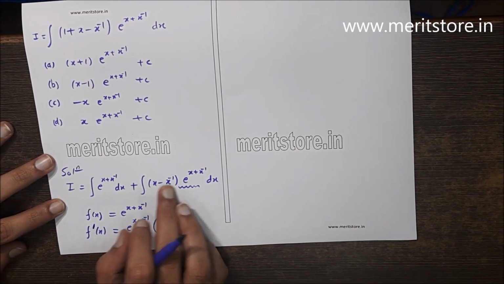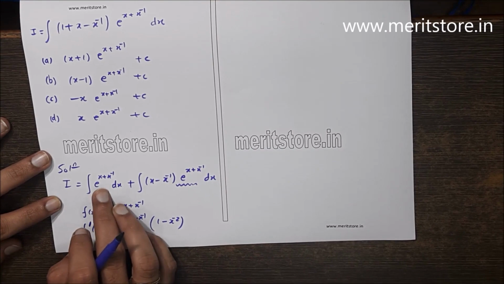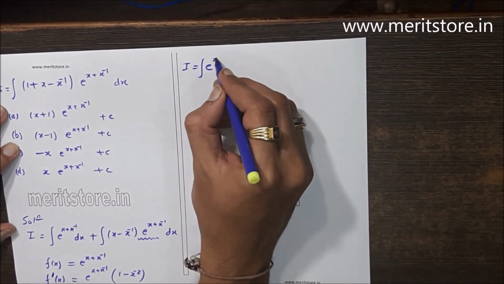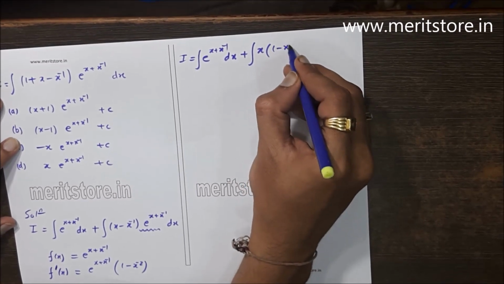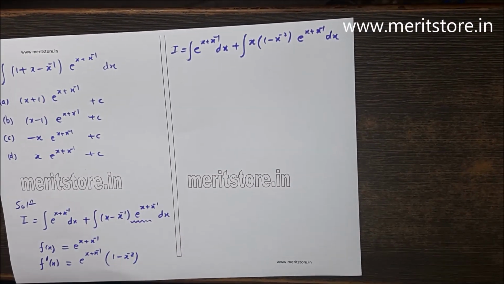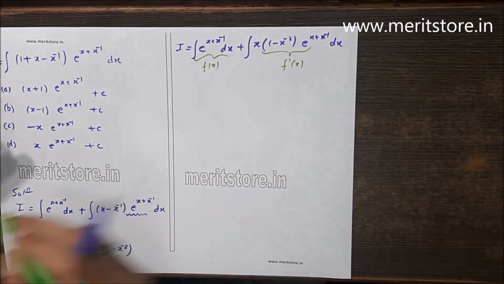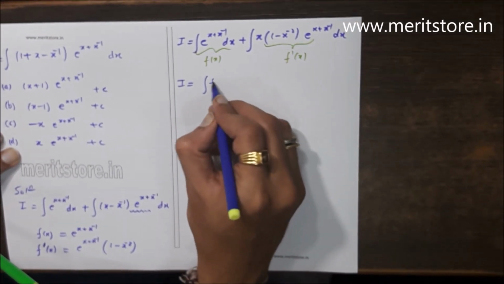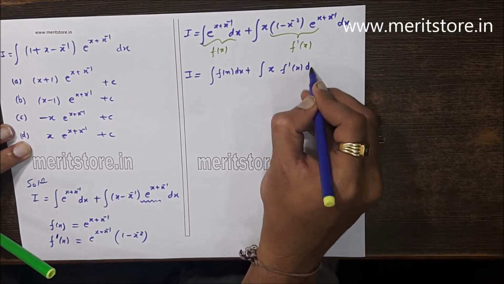Now to get this term, I'm going to take x common from this second integral and write this as x e, and write this term as our f of x. So the integral is e raised to x plus x raised to minus 1 dx plus integral of x 1 minus x raised to minus 2 e raised to x plus x raised to minus 1 dx. Now as we discussed, this entire term will become my f dash of x, and this term I'll write as f of x. So the question converts to integral of f of x plus integral of x into f dash of x dx.